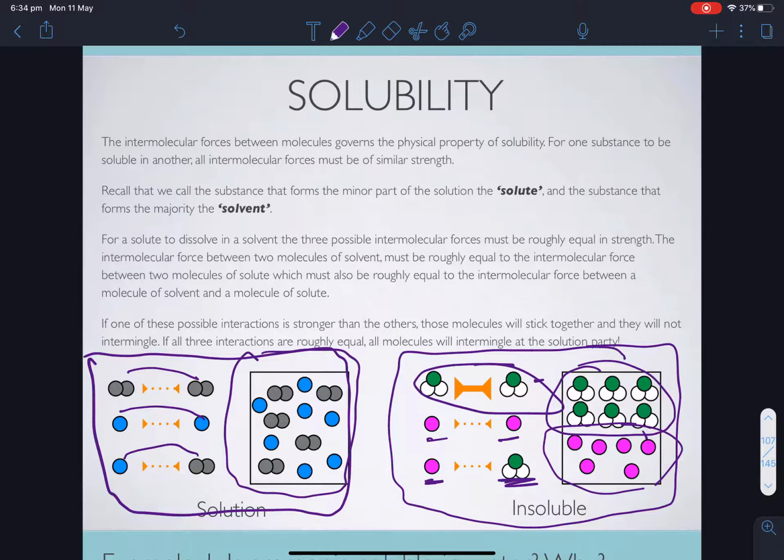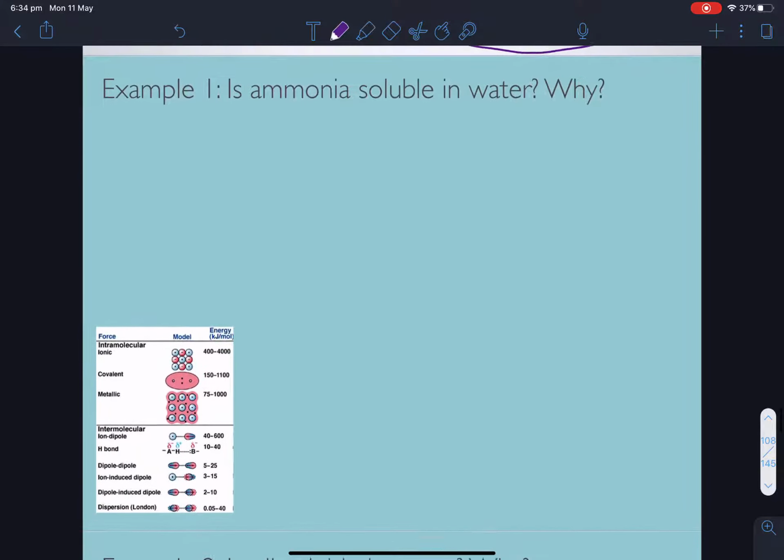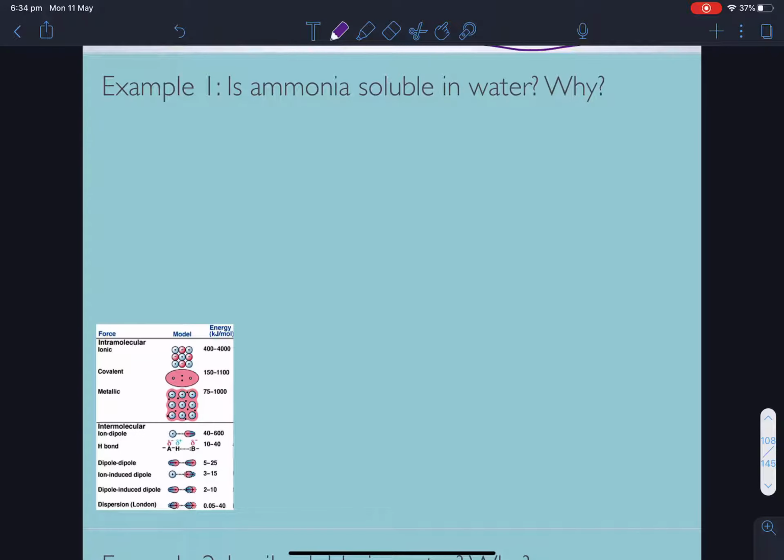Alright, let's look at some examples. Is ammonia soluble in water, and why? When we're talking about ammonia in water, ammonia is the solute and water is the solvent. Should I write that down? Just a little bit of practice. We're assuming that the water is the majority, and we say the ammonia is soluble in that.